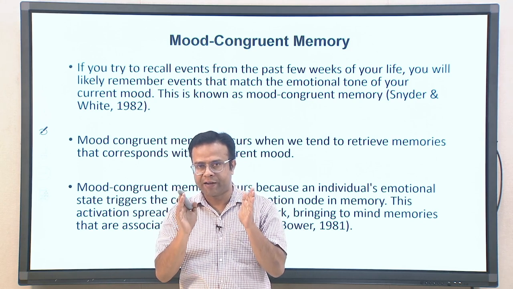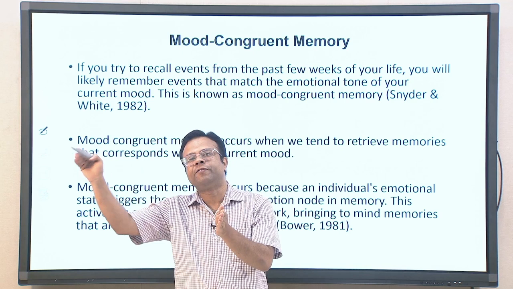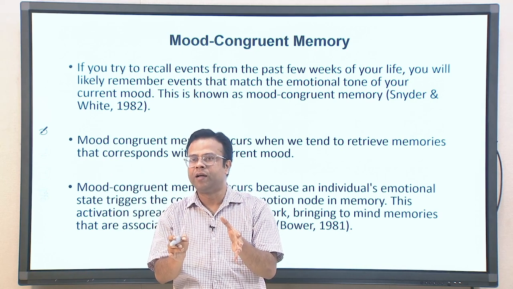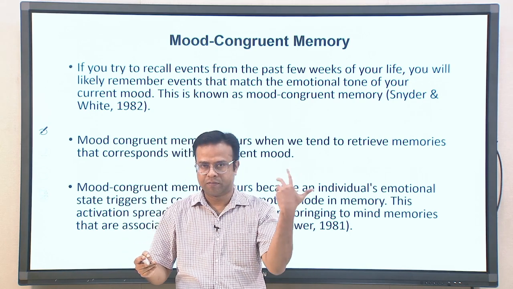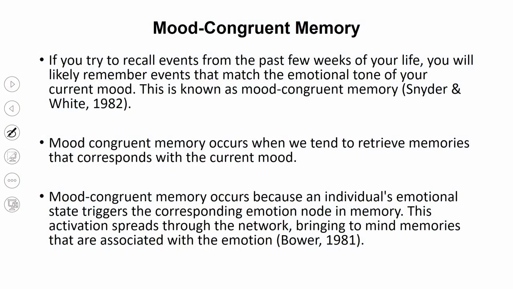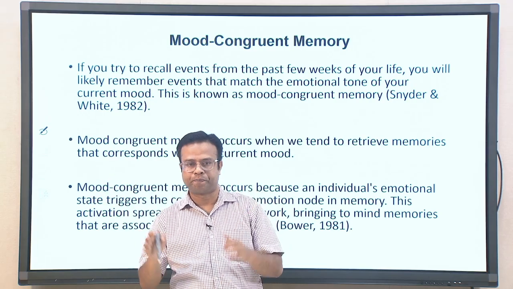Whatever current emotional state we are experiencing, we are more likely to remember congruent information from the past. So, if you are happy now, you are more likely to remember happy incidents from the past, and vice versa. For example, if you are sad now, you are more likely to remember sad information from the past, simply because your present emotion triggers congruent information from the past. So, that is called mood congruent memory.